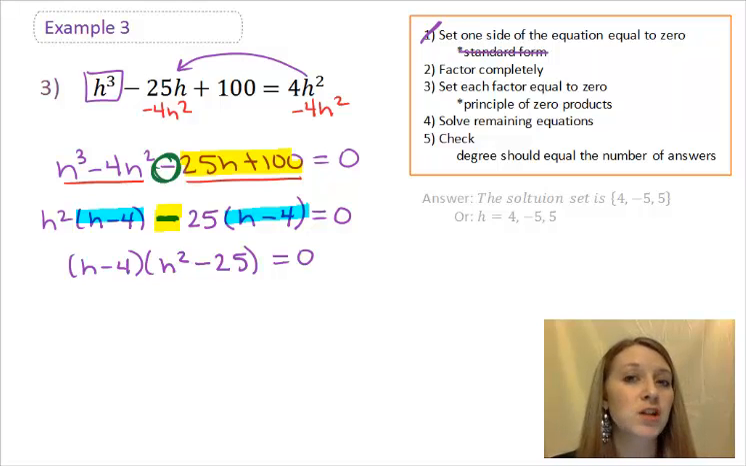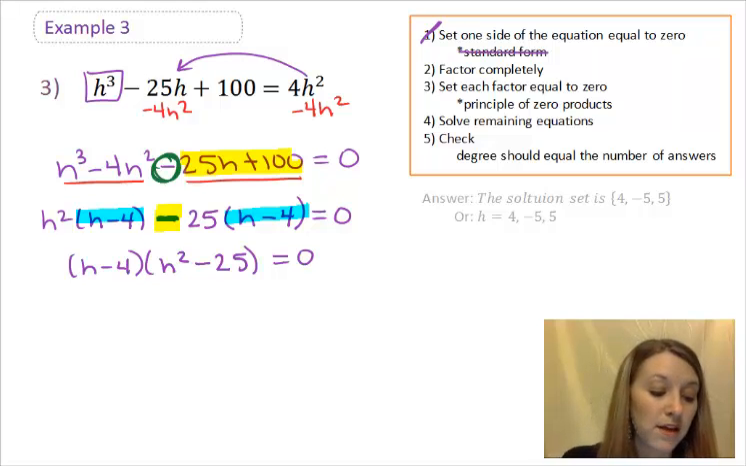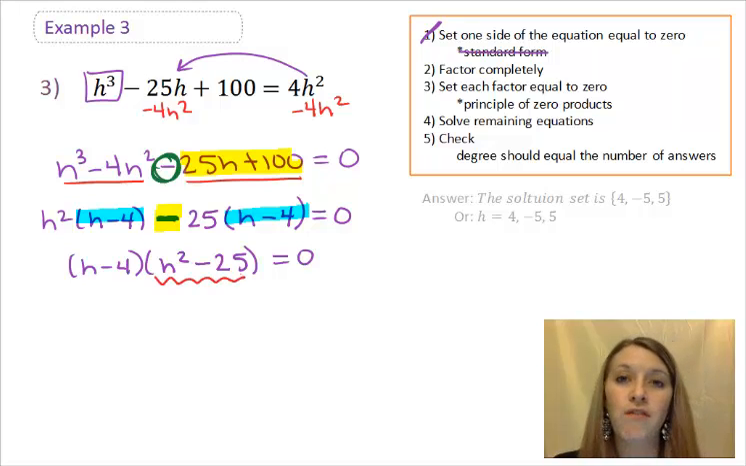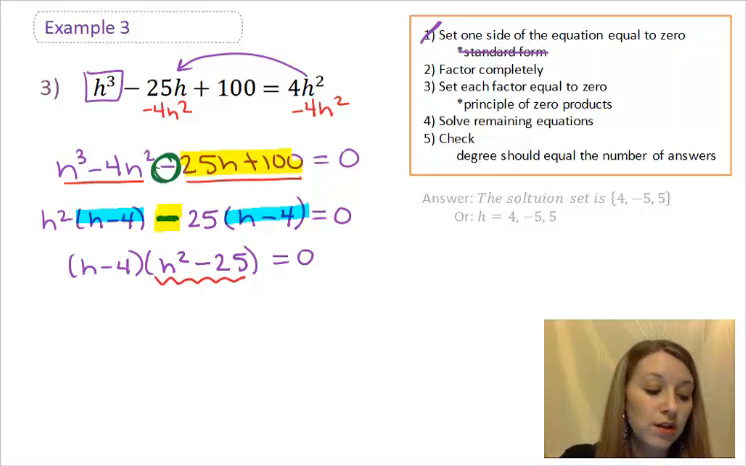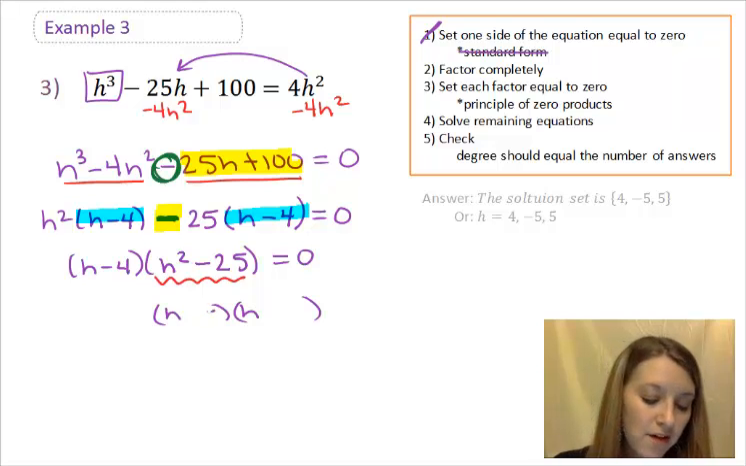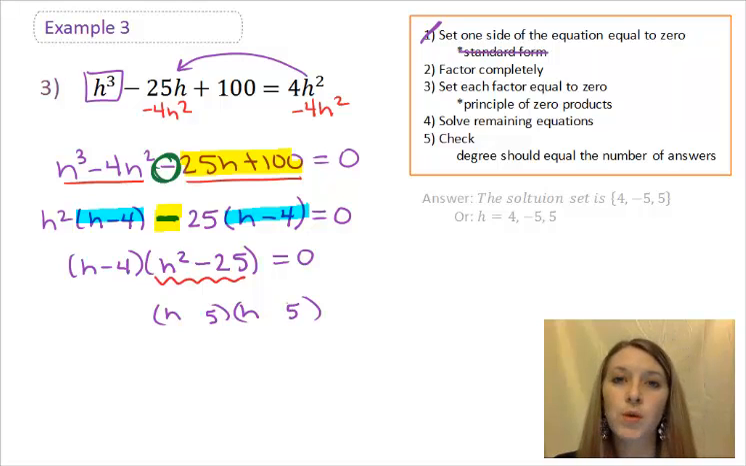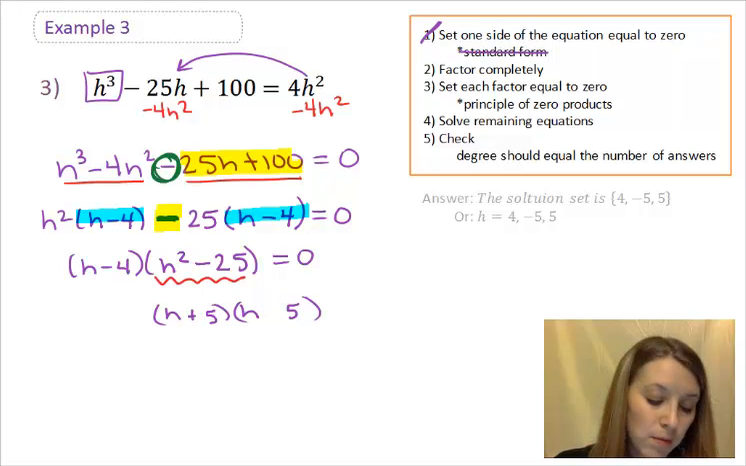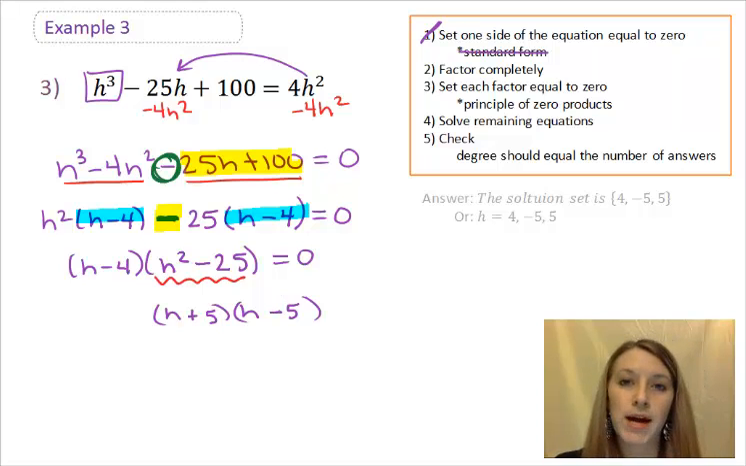Now I've finished my factor by grouping step, but I have not finished factoring completely, because if I look at this h squared minus 25, that is actually a difference of squares. It is a square minus a square, so I can factor that one further. Let me set up the set of parentheses for that. I have h times h to give me h squared, and 5 times 5 to give me 25. And a difference of squares factors into conjugates, meaning one of them is addition and one of them is subtraction.